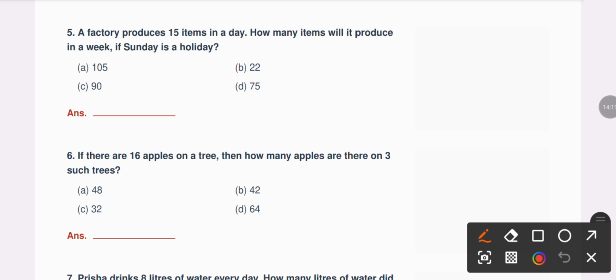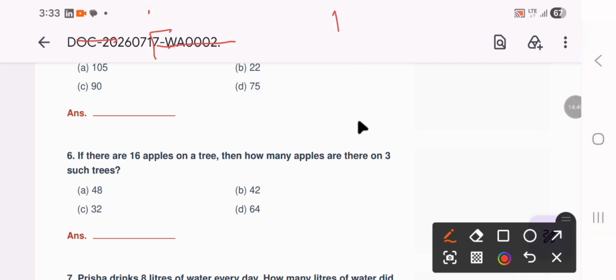Question number 5. A factory produces 15 items in a day. How many items will it produce in a week if Sunday is a holiday? If Sunday is a holiday. So the factory produces how many items? Let me write here.